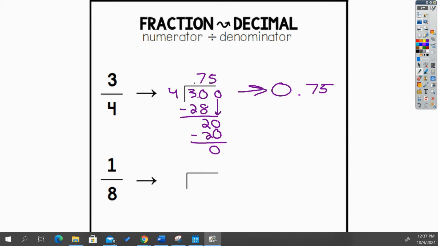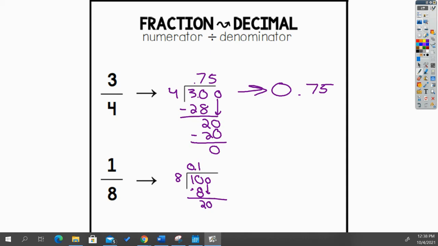Here we have 1 over 8. So we'll put 1 on the inside, 8 on the outside. Now, 8 does not go into 1. So what we'll do is we'll put a 0 and a decimal down, and we'll add a 0 behind there. 8 does go into 10 one time. So I'll draw a 1, and now I have to do 8 times 1, which is 8. Now I have 10 over 8. I'm going to subtract them, and I get 2, and I'll bring a 0 down.